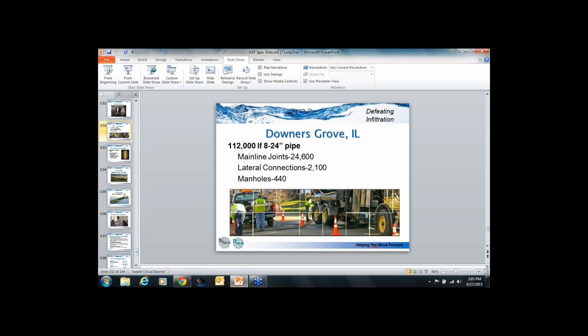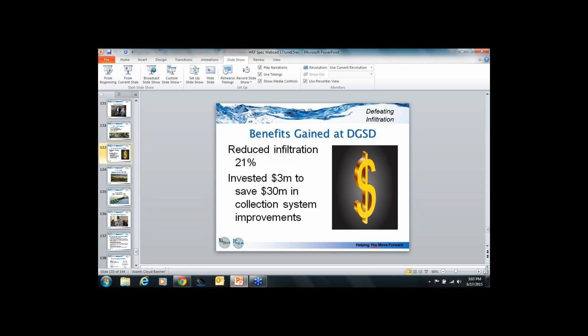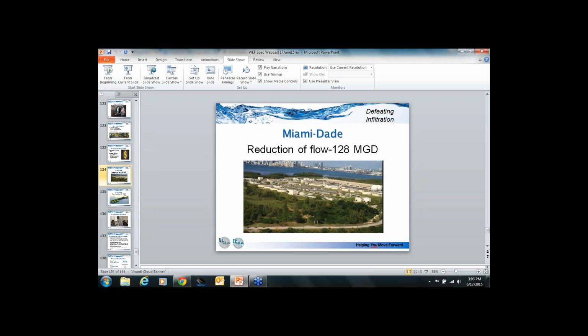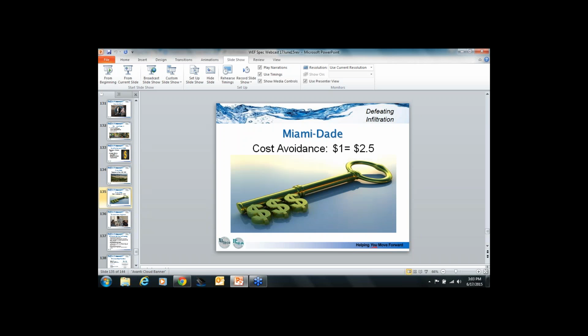Downers Grove targeted 15 of the most problematic basins with a comprehensive grouting program. And the net effect, 21% reduction in infiltration system-wide. And the $3 million project saved $30 million in collection system improvements. The 5th largest sewer district in the nation has been self-performing grouting for 25 years and has 25 years of very, very detailed data collection to validate a reduction of flow to 3 regional treatment facilities of 128 million gallons per day. And they absolutely know for every dollar that they invest in I&I earns $2.50 in cost avoidance.